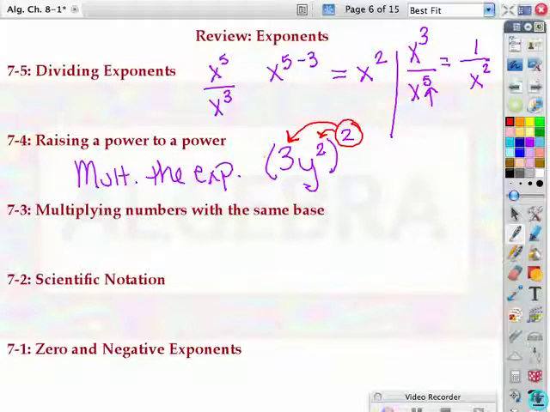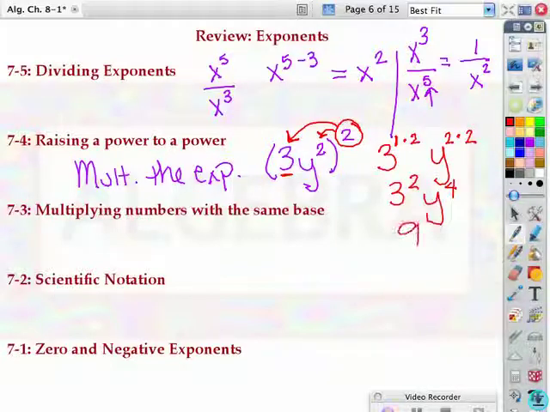Now when you are doing this 3 here, raising it to the second power, you are not doing 3 times 2, okay? You are taking 3, taking the first power, which is its exponent right now, and multiplying it by 2. And then same with y squared, multiplying by 2 to give you a total of 3 squared, y to the 4th, simplified, 9y to the 4th.